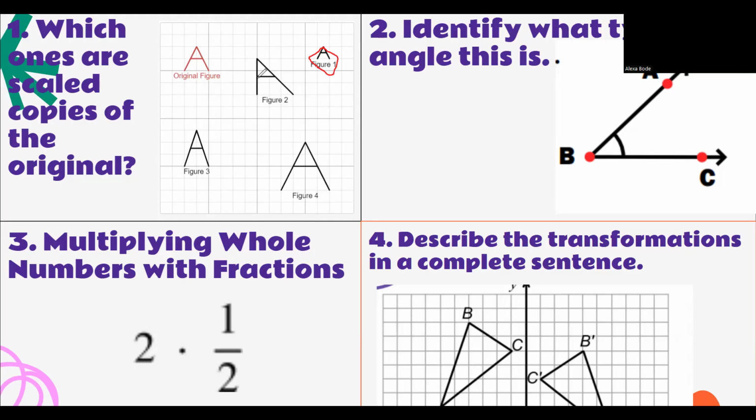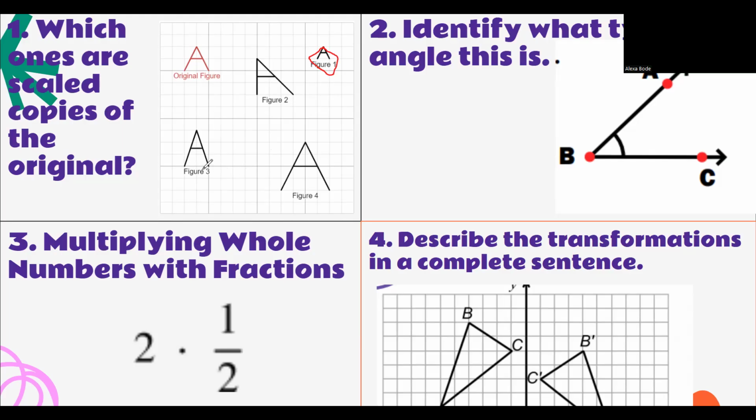this one side has gotten longer. This side got even longer than the other one, and your angle at the point of the A is not the same angle. Scaled copies have the same angle measurements. So figure two is not a scaled copy.